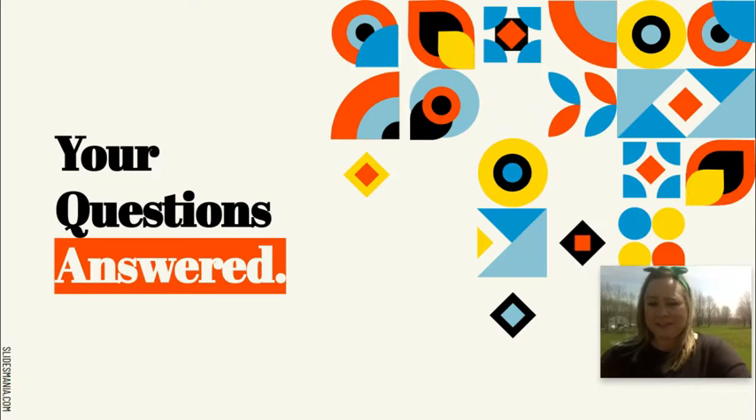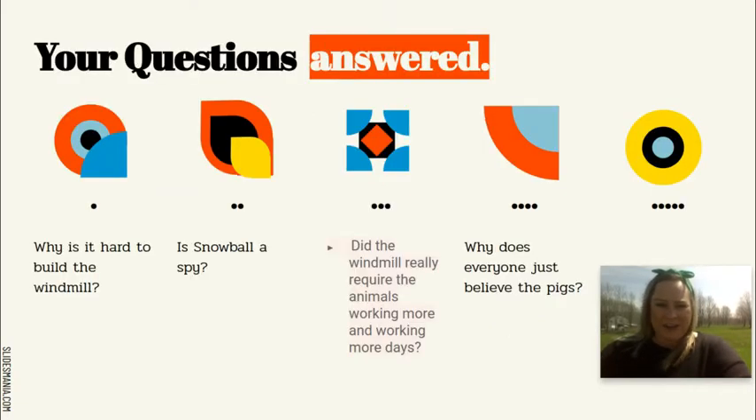So some of the questions that you submitted for this chapter. Why is it hard to build the windmill? And again, these are animals. They don't have hands, they don't have fingers or dexterity. So they, at best, have hoofs, and they have to figure out how to use their physical features to construct something that really requires the use of hands, but they pull it off. They use the resources, pulleys, levers, but the reason it is so difficult to build the windmill is because they lack the advantage of hands and dexterity.